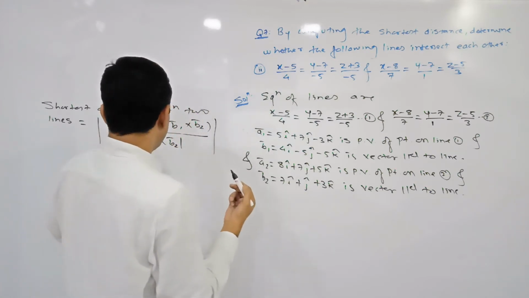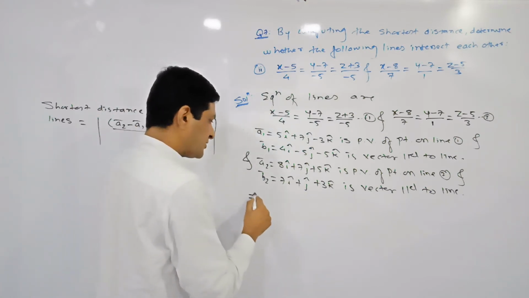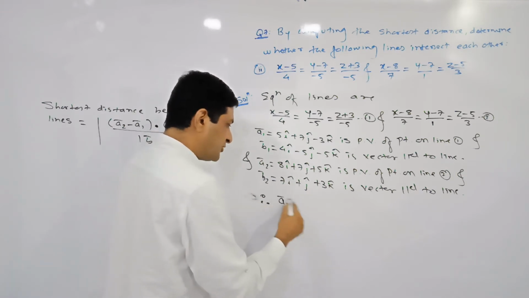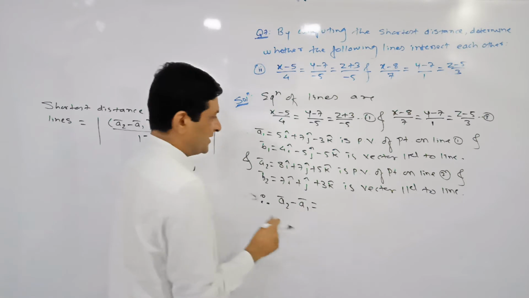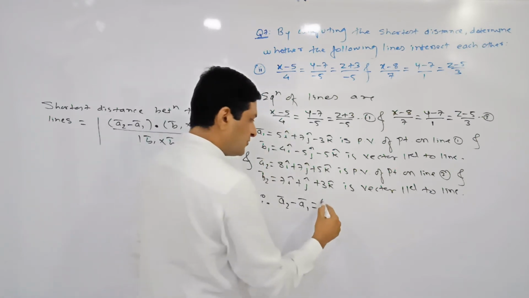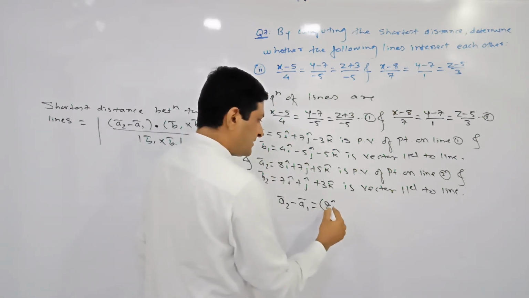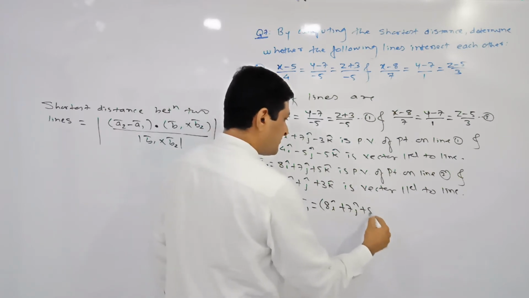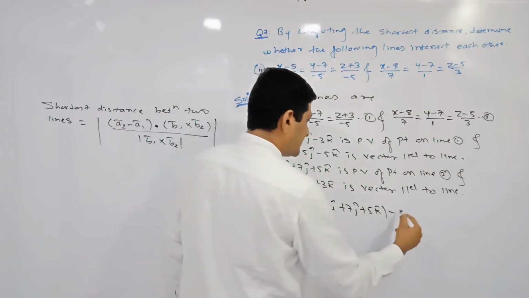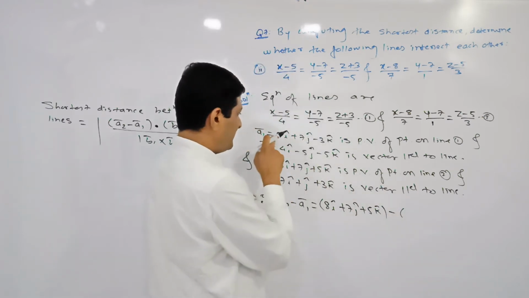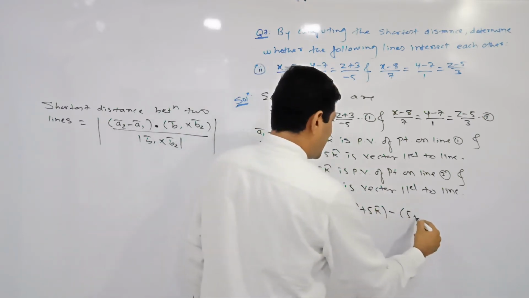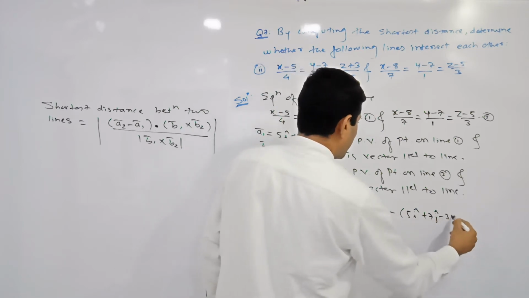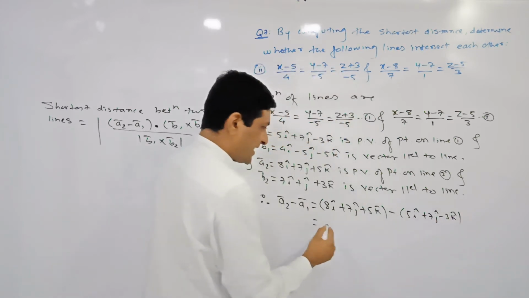Now first we are finding a2 bar minus a1 bar. So a2 bar minus a1 bar is equal to the difference of these two vectors: 8i cap plus 7j cap plus 5k cap minus a1 bar, that is 5i cap plus 7j cap minus 3k cap. So let us check what difference we are getting here.